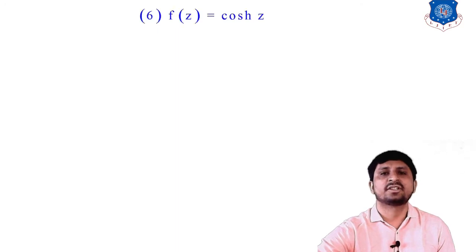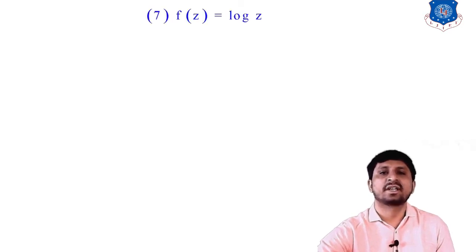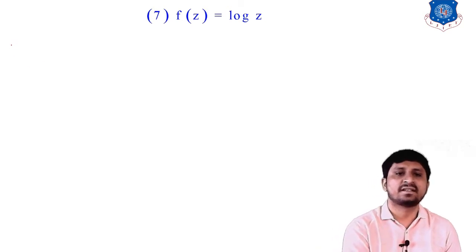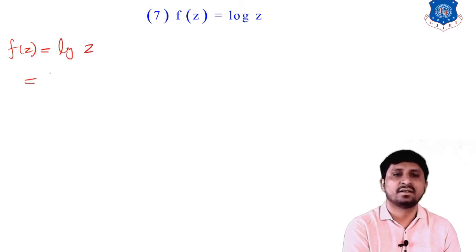Now next example, cos hyperbolic z. Similarly, we already solved sine hyperbolic z using the same method. You can also solve this example, cos hyperbolic z. Okay, now this is a very interesting example, log z. So f of z is equal to log z, and what is the value of log z? 1 by 2 log x square plus y square plus i into theta.